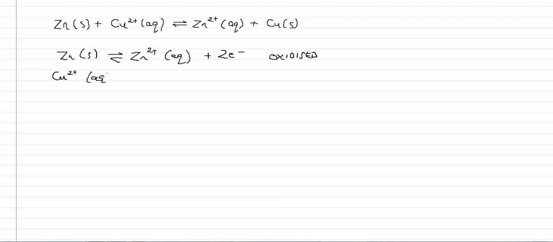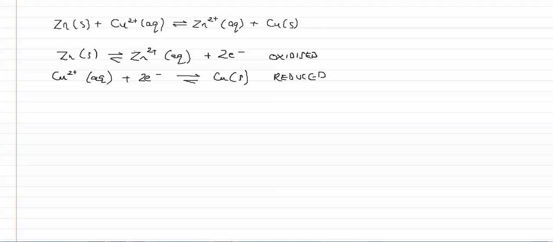One involves zinc and looks like this. It's an equilibrium reaction in which zinc goes to zinc 2+ and gives up 2 electrons, and as such it becomes oxidized. And then the other half reaction involves copper, and in this case the copper picks up 2 electrons to become copper, like that. So that's becoming reduced.